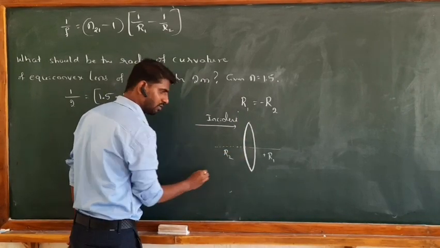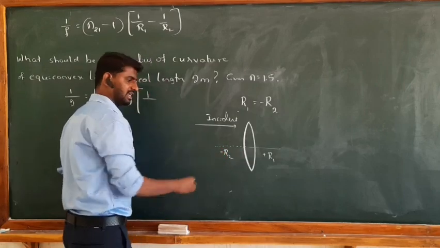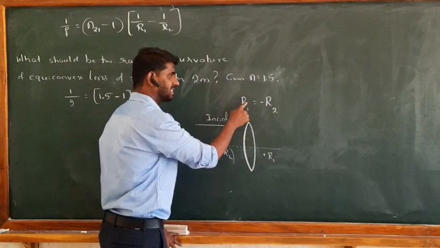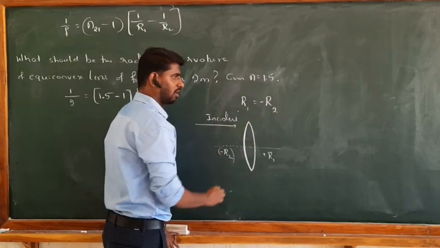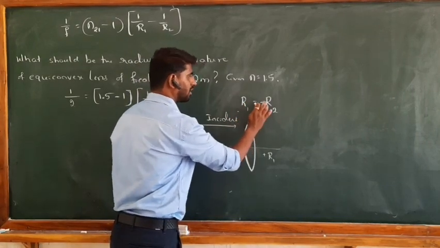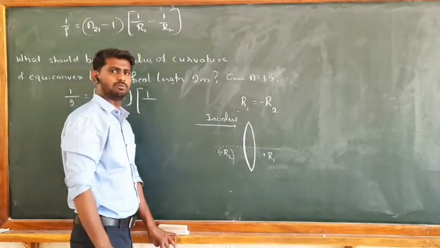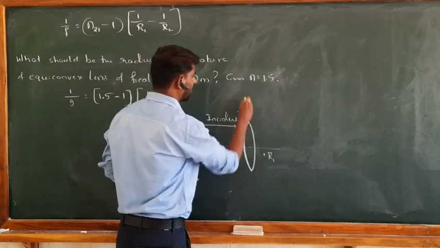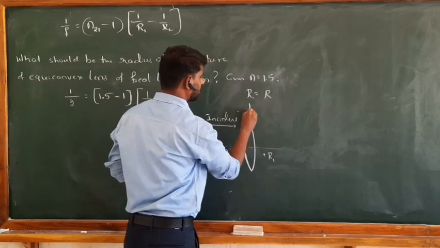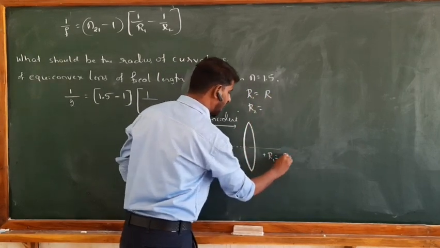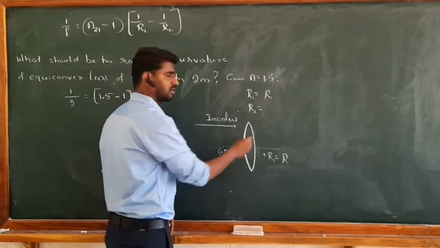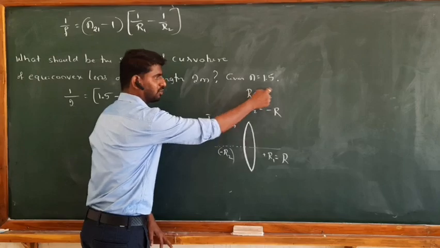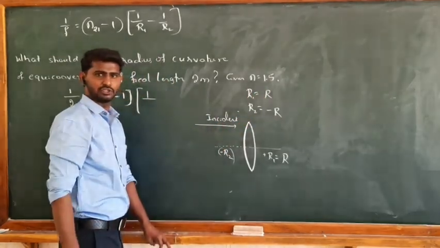So this is your R2, and our measurement is opposite to the incident ray, so that's why you should take it as negative. So for an equiconvex lens, R1 equals minus R2, or you can write R1 equal to R, then R2 equal to minus R. Both are of the same value R, but one is positive and one is negative.